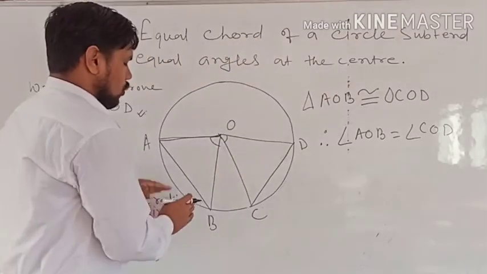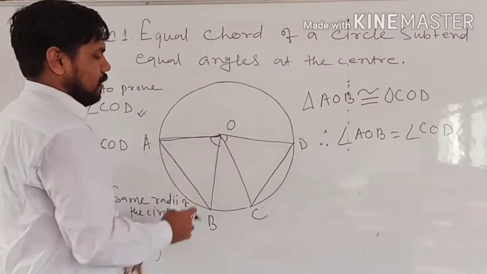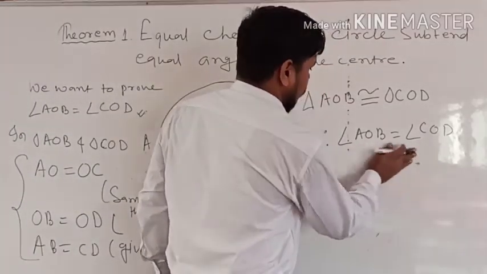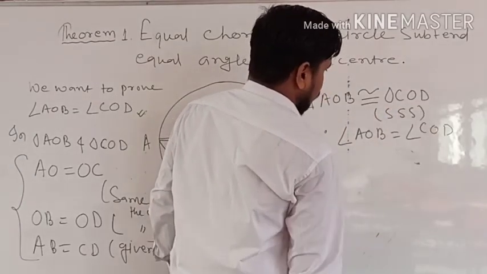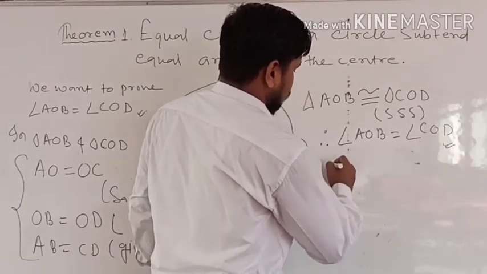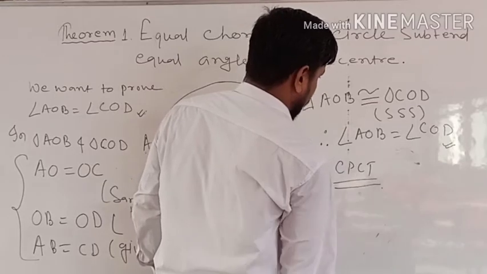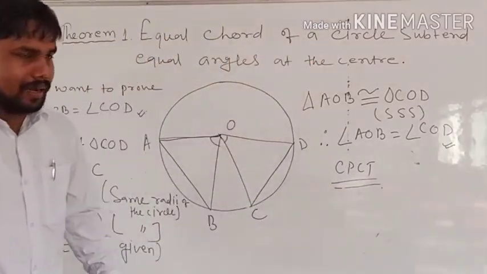Okay, so if these two angles are congruent, then definitely these two angles will also be the same, with this congruency being by the side criteria. Okay, so this gives this one. So we can see with the help of CPCT, the concept of corresponding parts of congruent triangles, right?